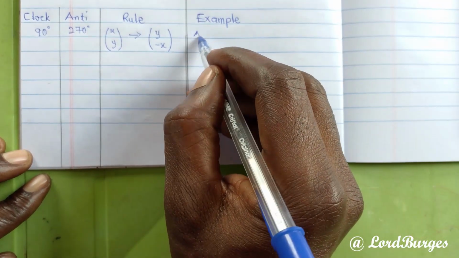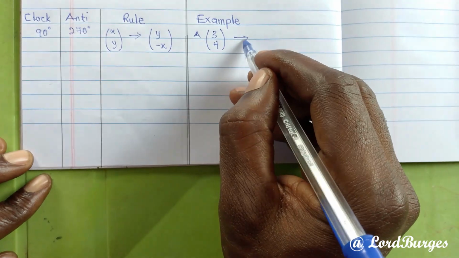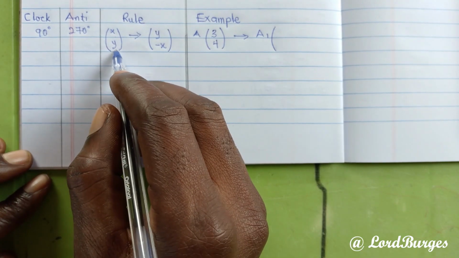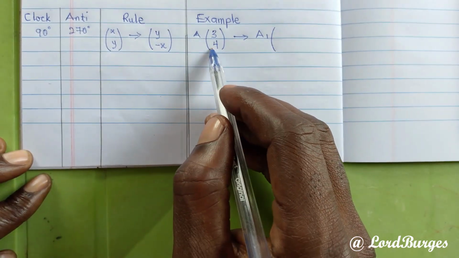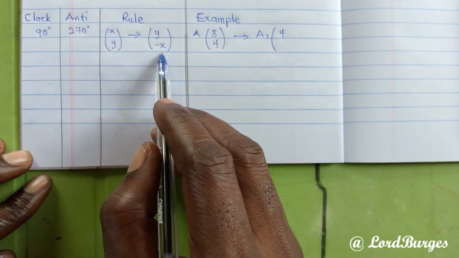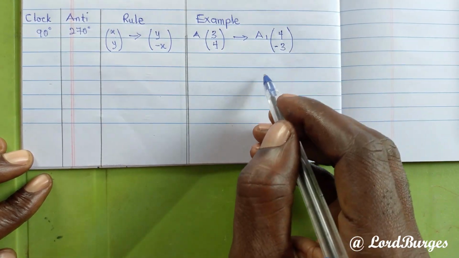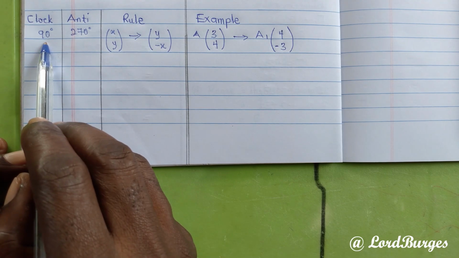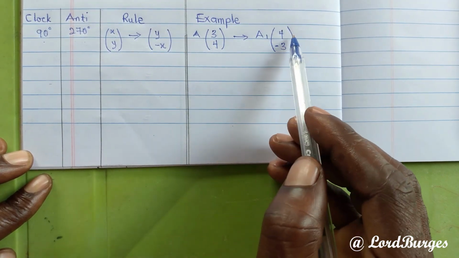So when we take an example as A, we have the coordinates to be 3, 4. This should map to A1, in which the x, y interchange their positions. So the y is now written at the top. My y is 4, so I write the 4 first. And the x is written at the bottom, but it is negative. Therefore, clockwise rotation 90 degrees, being the same as anti-clockwise rotation 270, when you have coordinates 3, 4, it becomes 4, negative 3.